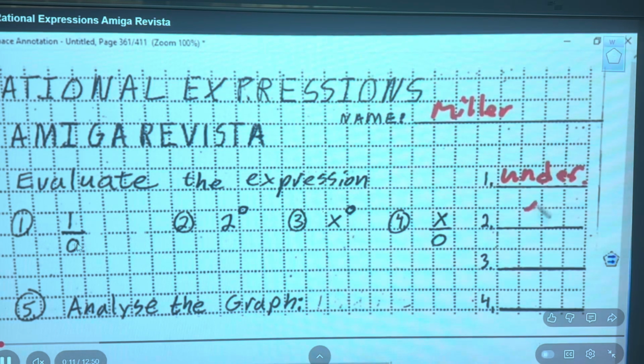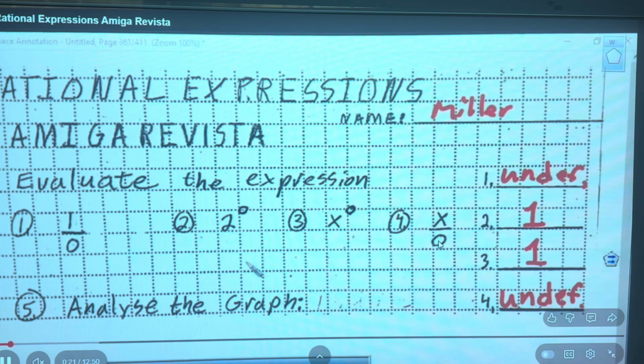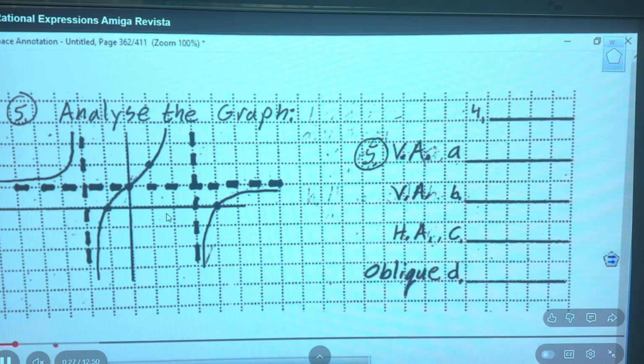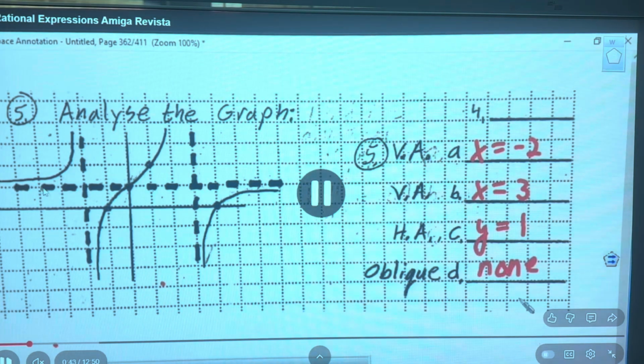So 1 divided by 0 is undefined, 2 to the 0 is 1, x to the 0 is 1, x divided by 0 is undefined. Looking for a vertical asymptote, that would be x equals -2, x equals 3. The horizontal is going to be y equals 1. In our oblique, you cannot have a horizontal and an oblique at the same time.